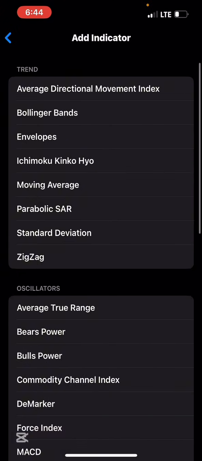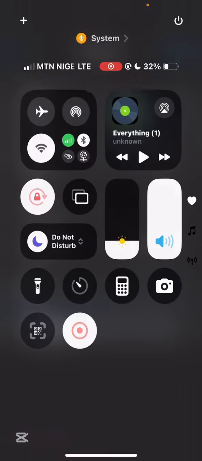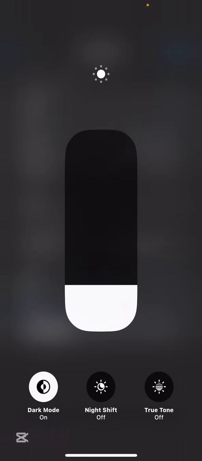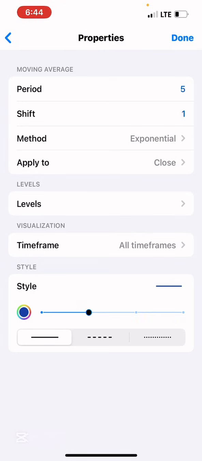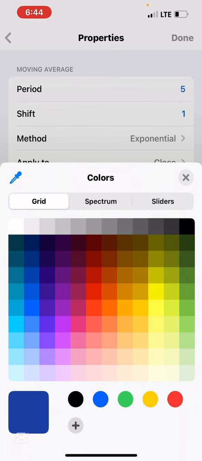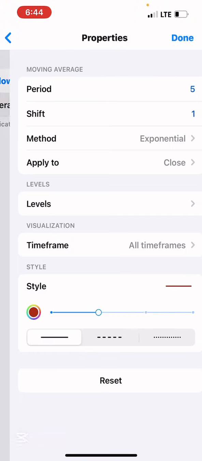It's going to be a moving average period 5, exponential moving average, of course. Right, I already have it here, so I'm just going to change, let me quickly change from dark mode. So yes, I have it here. I'm going to change the style. You can use whatever color of your choice. I'm going to change it to red. Right, click done when you're done with that.